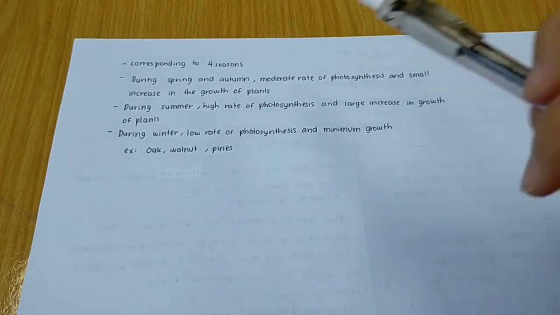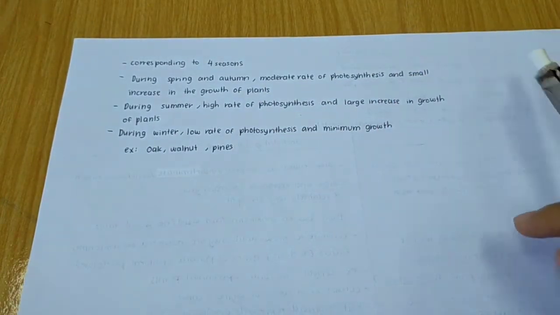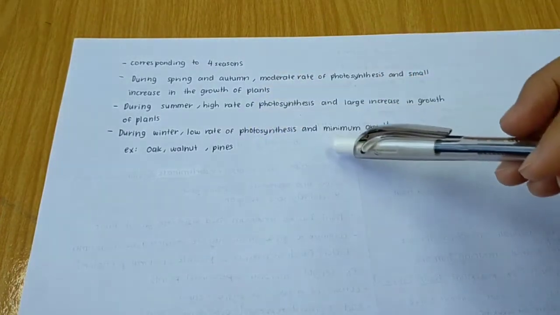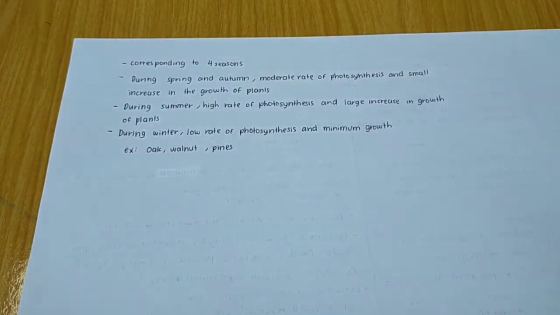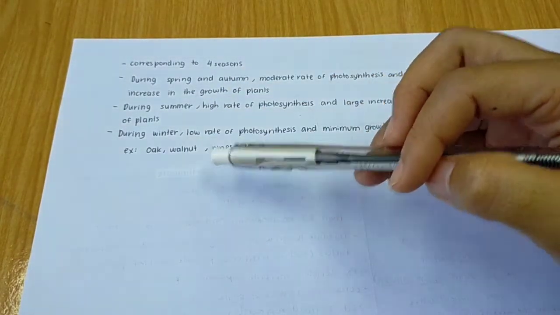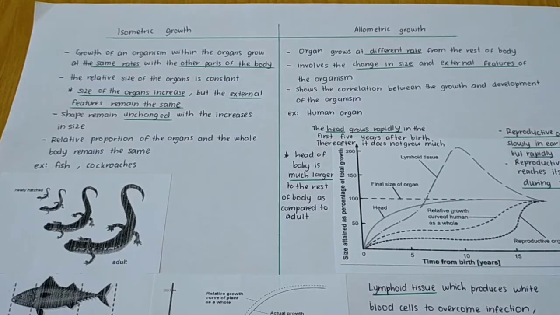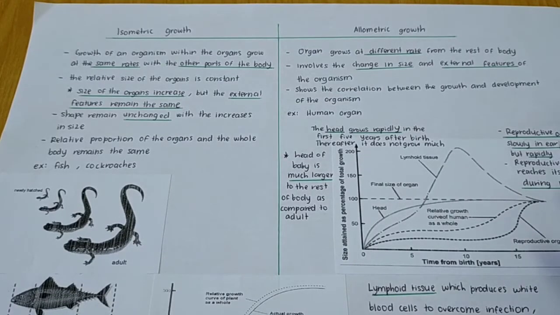But during winter, it has low rate of photosynthesis and minimum growth. Okay, so the example of plants that correspond to this 4 season, dari segi dia punya growth bergantung kepada 4 season ni, contohnya adalah oak, walnut and also pines. Okay, so now we look at isometric growth and also allometric growth.